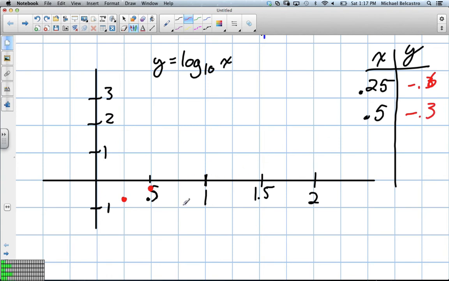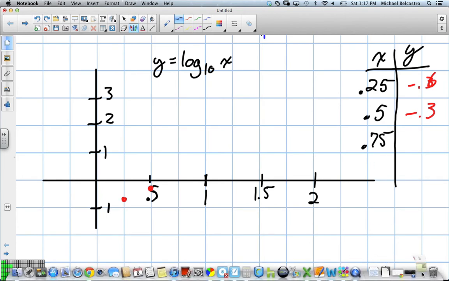All right, this will be at 0.75. So let's take a look at where that log would be, essentially.